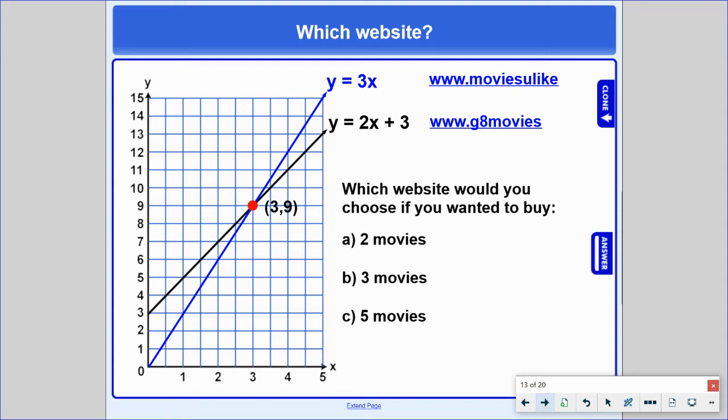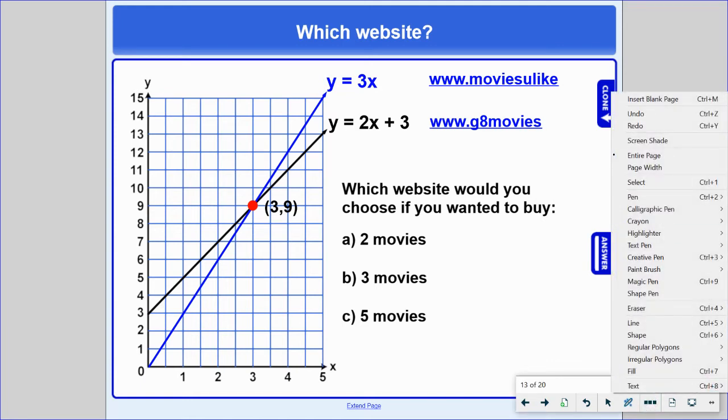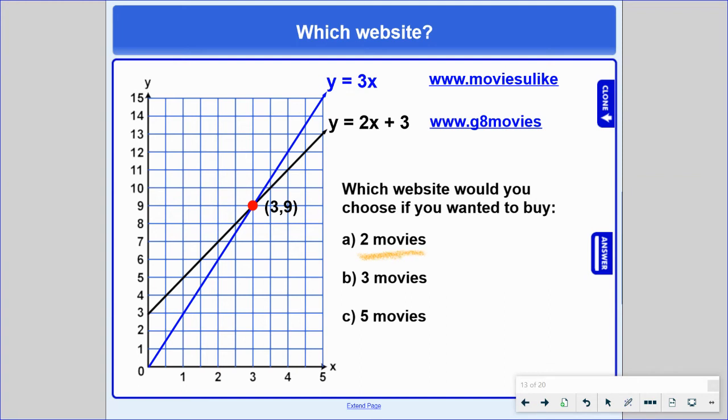A little studying up here of analyzing what this means. I'm going to ask you to pause, answer the following questions, and come on back when you're ready. So, which website would you rather choose if you only wanted 2 movies? Let's go with a nice crayon here. 2 movies. So let's find 2 movies and let's go on up.